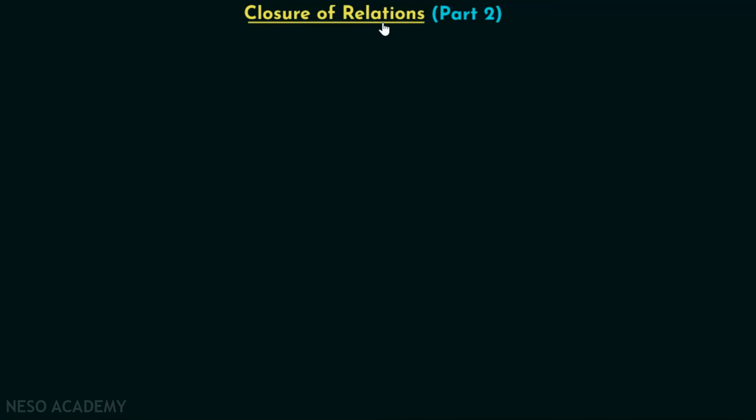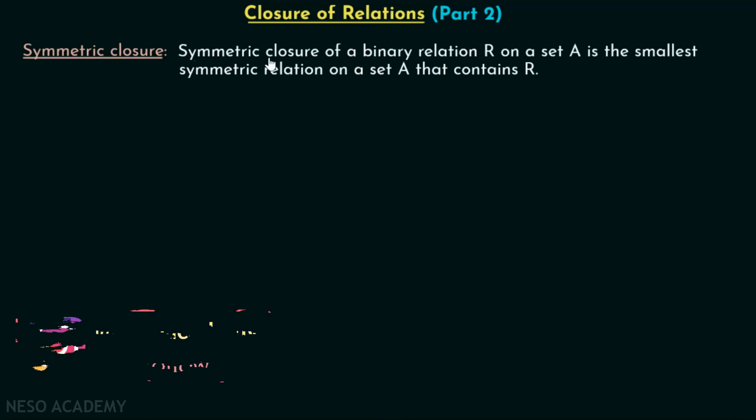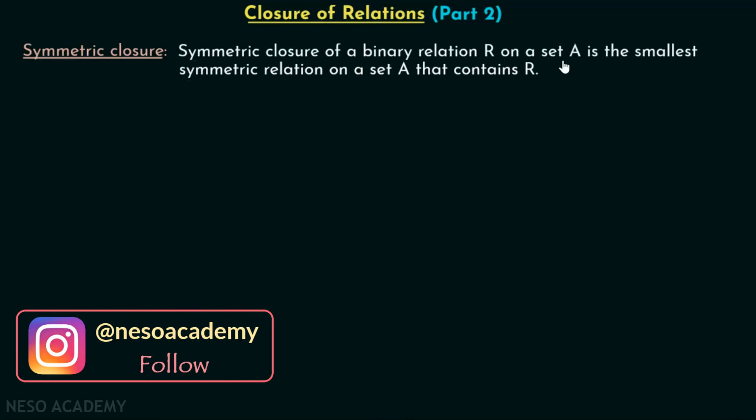Let's discuss part 2 of closure of relations. First, we will discuss symmetric closure. Symmetric closure of a binary relation R on a set A is the smallest symmetric relation on a set A that contains R. It is quite obvious that we are considering symmetric closure, so it means that we are interested in finding the smallest symmetric relation on a set A that contains R.